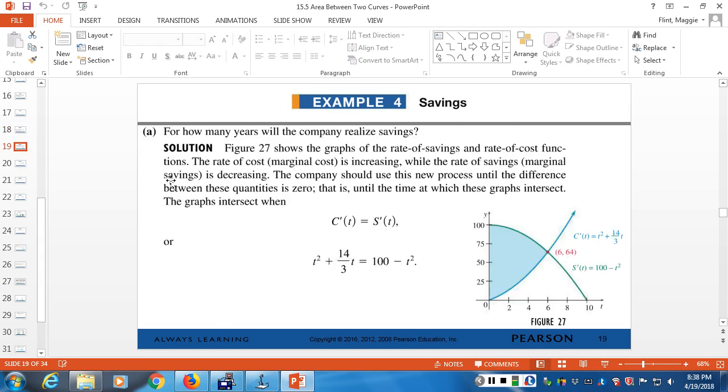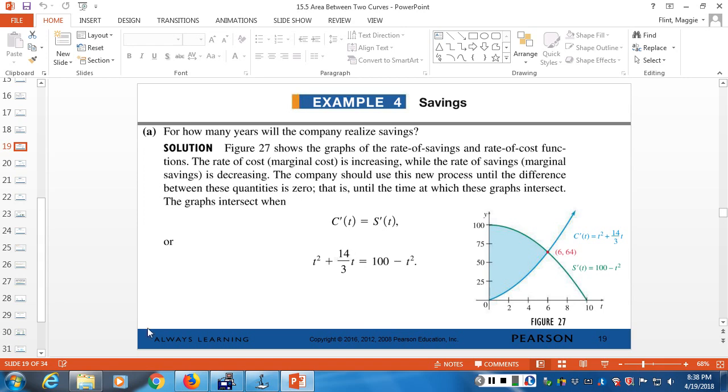Well, this is the graph. If you graph C prime of t and S prime of t, what you see is that C prime of t is on top because cost is more than the savings to begin with. But then after a period of time, your cost increases beyond the savings. So we want to know, where did those two intersect, because that was when cost and savings equaled each other out and savings was over with.